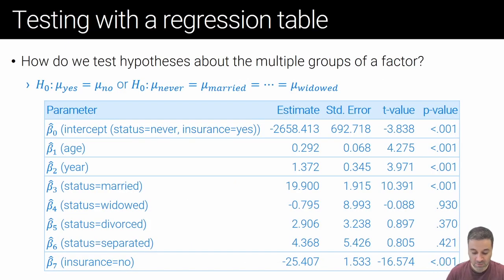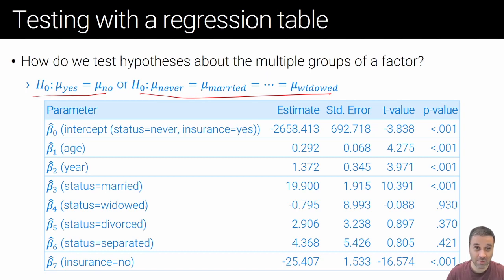Let's say here we test hypotheses about the multiple groups of a factor, let's say between insurance yes or no in this first hypothesis, or between the different marital statuses in this other hypothesis. We have a model in which we included the age, the year, the marital status, and the insurance. So you see, it's not only those hypotheses, it's a more comprehensive model that we chose for whatever reason. Maybe we are sure that there's a certain effect of the age and the year, or we want to control for age and year when testing hypotheses about insurance or not. And we have the full regression table.